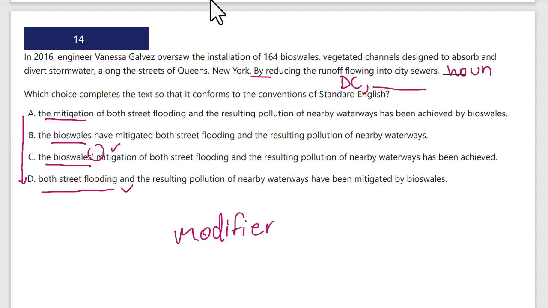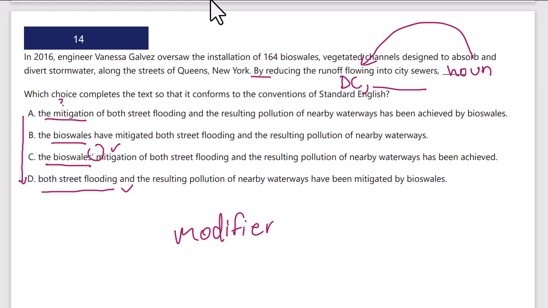What is that missing noun that is being modified by the dependent clause ahead of it? By reducing the runoff flowing into city sewers, what is it? Is it the mitigation? By reducing the runoff flowing into city sewers, the mitigation of both street flooding has been achieved. No. Possible. Let's keep going. I want to read another one.